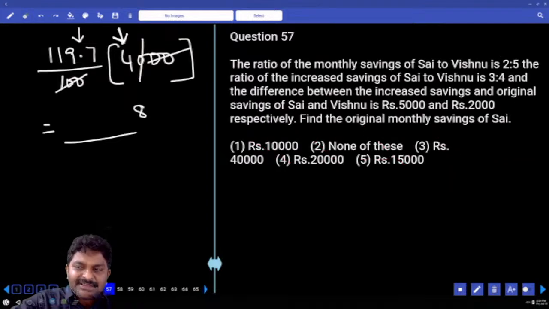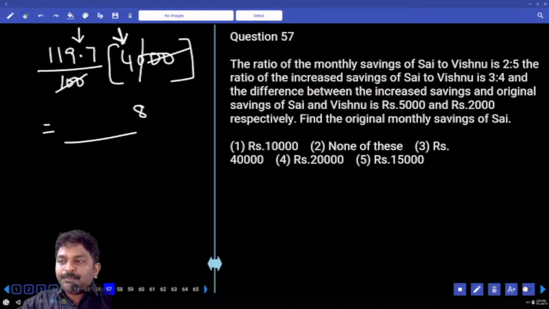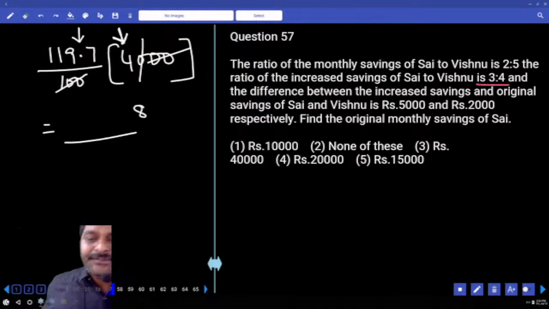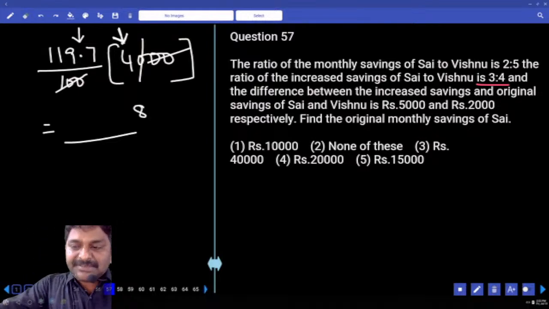The ratio of monthly savings of Sai to Vishnu is 2:5. The ratio of increased savings of Sai to Vishnu is 3:4. That means their savings got increased and new values are in the ratio 3:4. The difference between increased savings and original savings of Sai and Vishnu is 5000 and 2000 respectively.